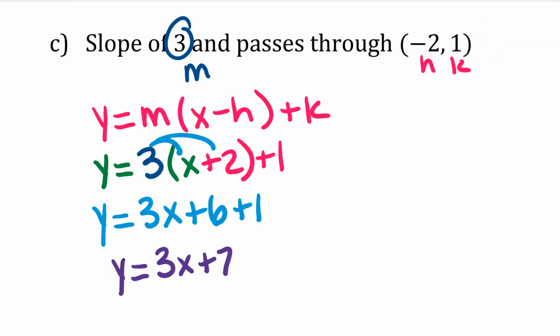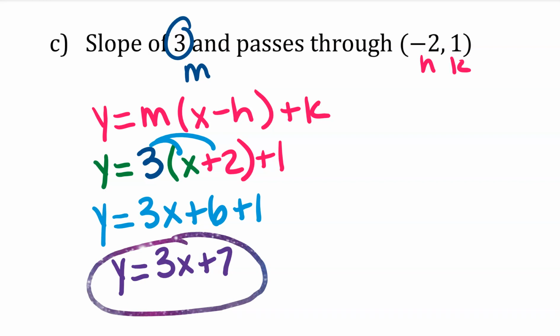So here's my work on C. I was given everything I needed for HK form. It gave me my slope of 3, which I labeled, and then it gave me a point. So I just plugged that straight into my HK formula, made it y equals mx plus b, and I ended up with this down here, y equals 3x plus 7. So check your work, make sure you did it right. If you're not sure, you can ask your teachers about that one tomorrow.